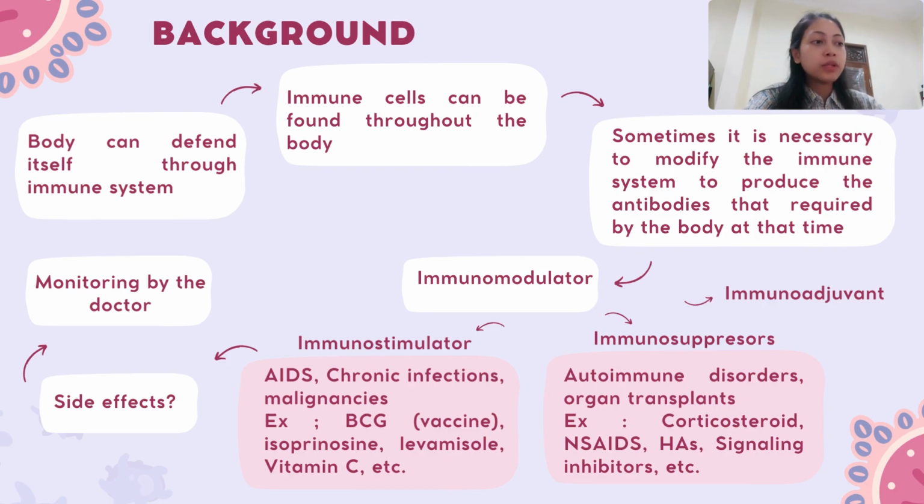Immunostimulants are used in patients with AIDS, chronic infection, malignancies, and other conditions. Examples are BCG, Bacillus Calmette-Guerin vaccine, isoprenosine, levamisole, vitamin C, and others. Side effects range from mild symptoms such as dry mouth, headache, nausea, and vomiting, to more serious conditions such as bleeding, decreased kidney function, liver damage, and others. Proper monitoring from the doctor is necessary so that the therapy objective is achieved optimally.